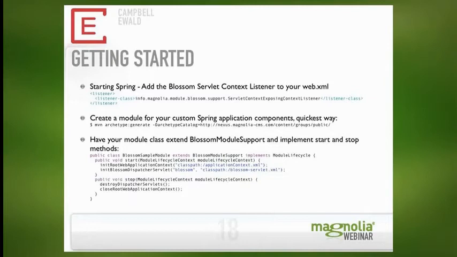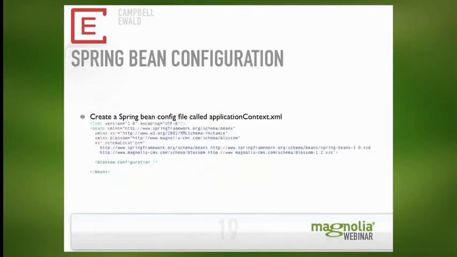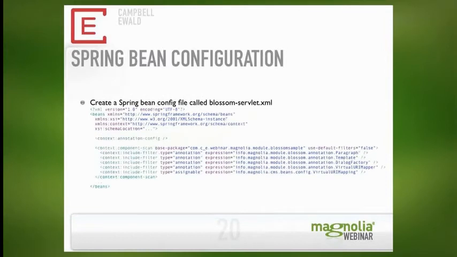So let's go ahead and look at that. First we'll create our Spring bean config file, and we'll call it applicationContext.xml. This is a really simple file, and you never really need to touch it again. So that's it. Next up is our Spring bean config file called blossomservlet.xml, and this is where we're going to put all of our Spring MVC information.